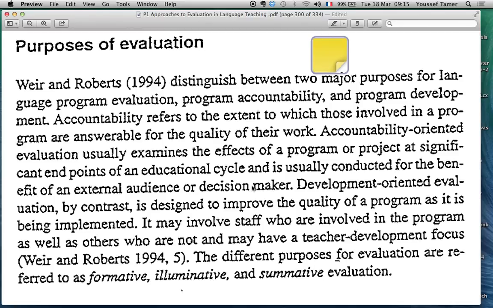The purpose of this kind of evaluation is to see how much quality goes into the program. Okay, so this is the first one.